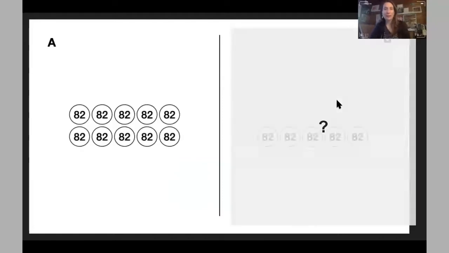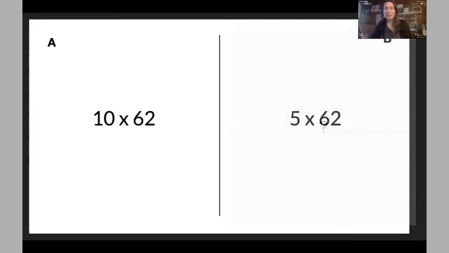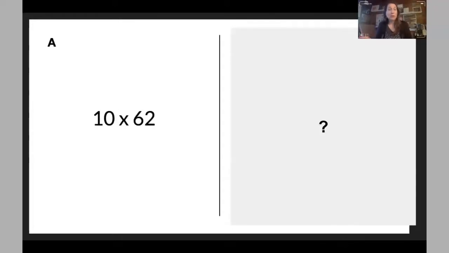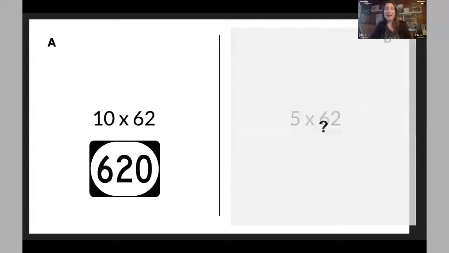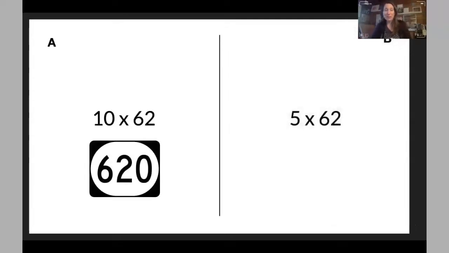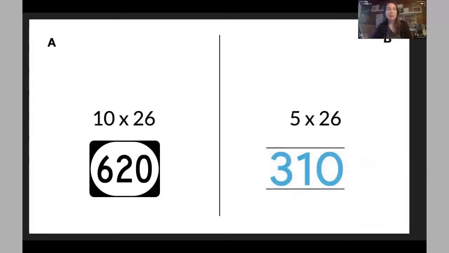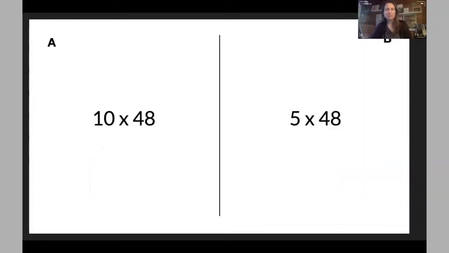Here's all your math flips. I'm going to go through. I don't want to show you all the answers. So there's some that are just equations, right? So 10 times 62 is 620. Half that is 310. Nice job. Let's look at another one. Yeah, that's a good one.